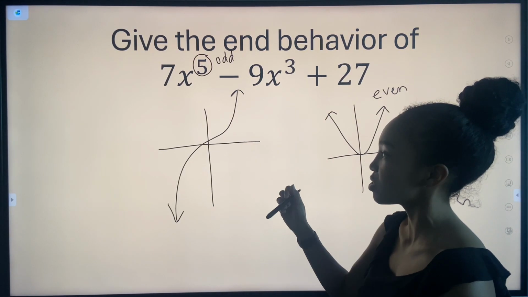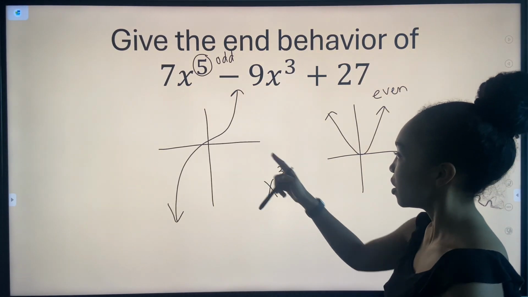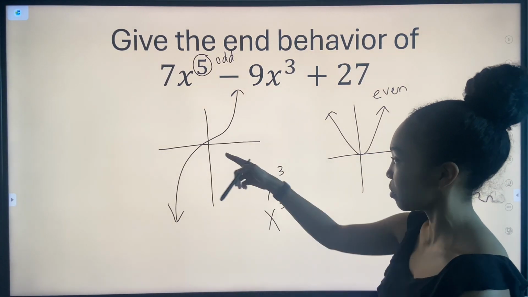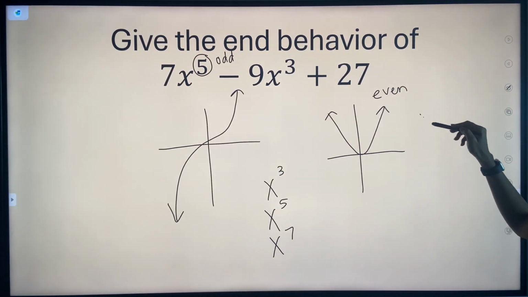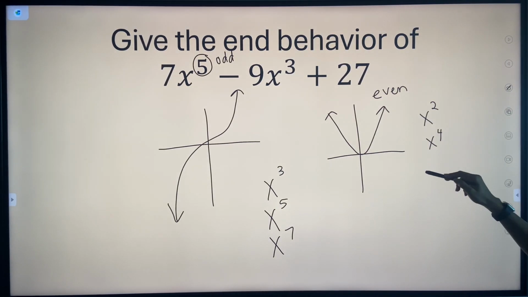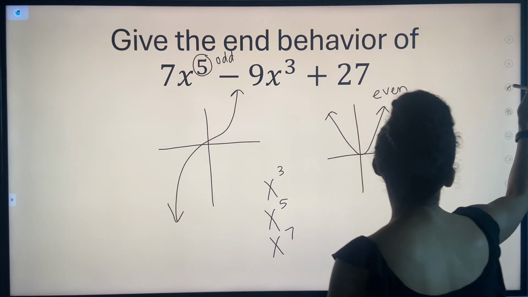And you can test that with Desmos. If you do x to the 3, it'll look like this. X to the 5, it'll look like this. X to the 7, and so on, it'll look like this. But if they're even, they'll look like that.